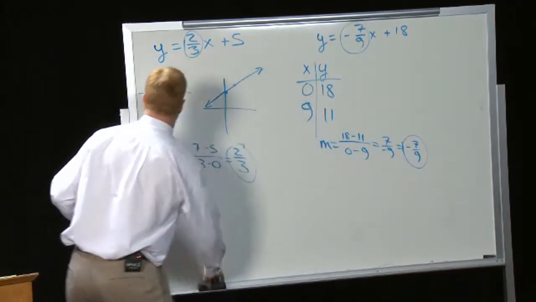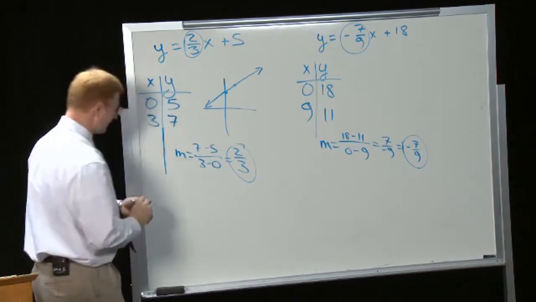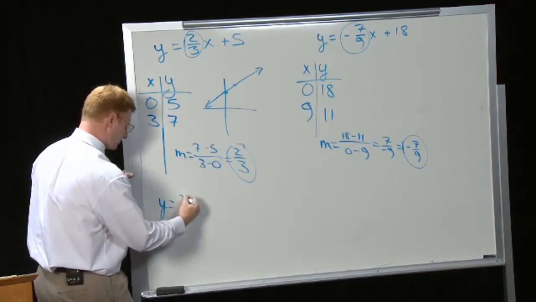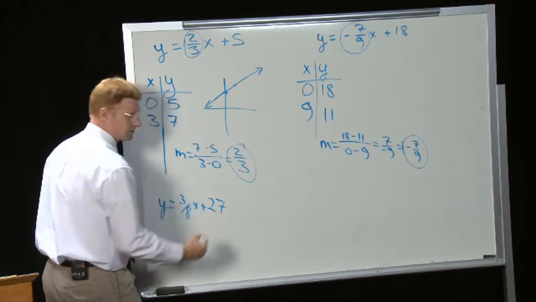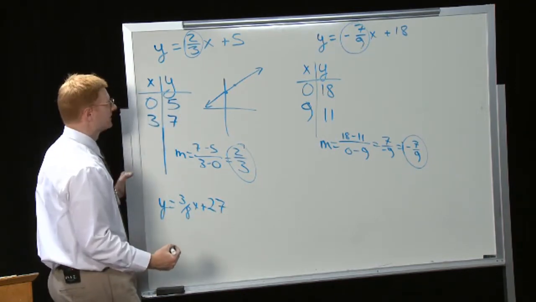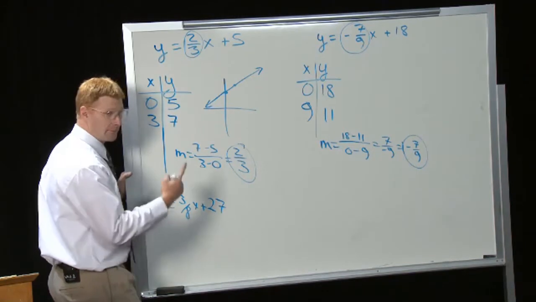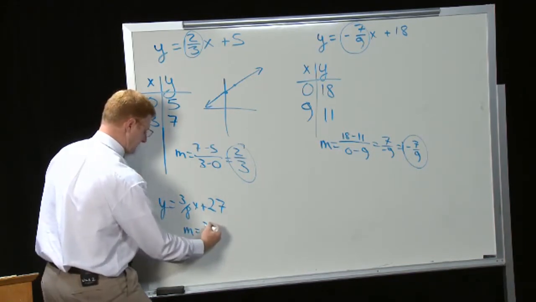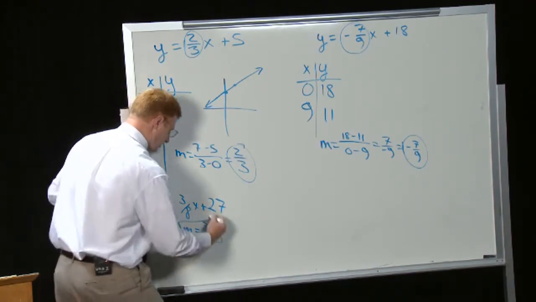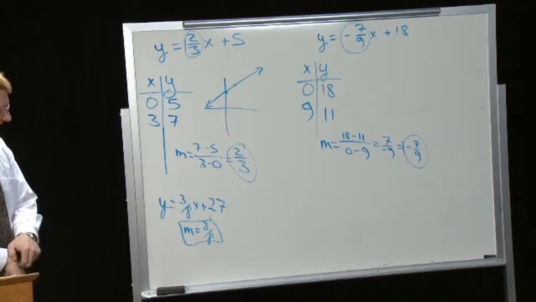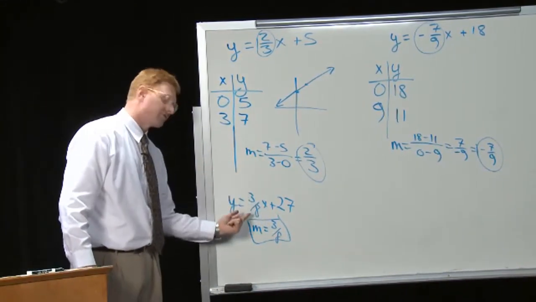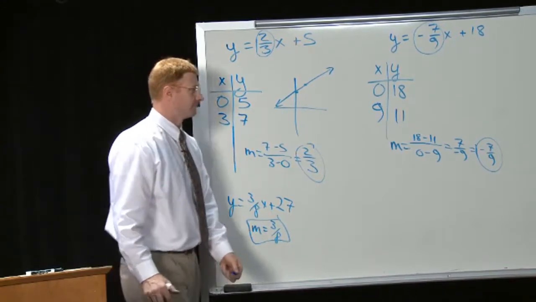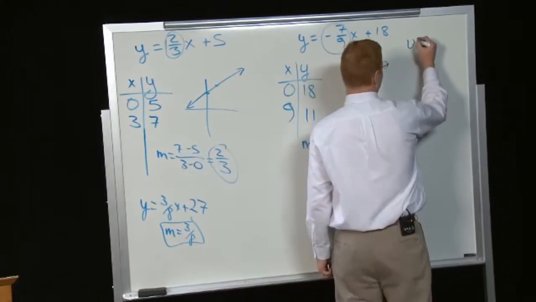Is it possible that we could skip this whole thing and I give you this? Y equals 3/8 x plus 27. Could you give me the slope of that? You're like, well, if that pattern holds in the slope, it's going to be 3/8. You are correct. If y is by itself, the slope will always be sitting right in front of the x all the time. In fact, it's so common they write it like this.